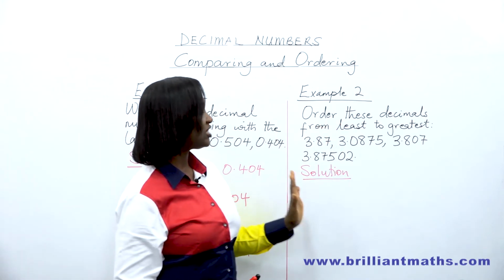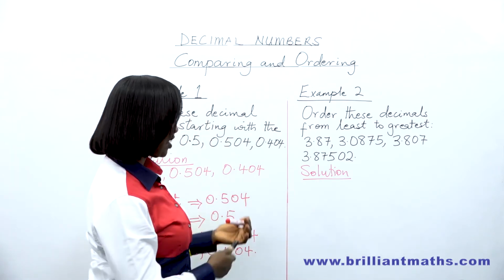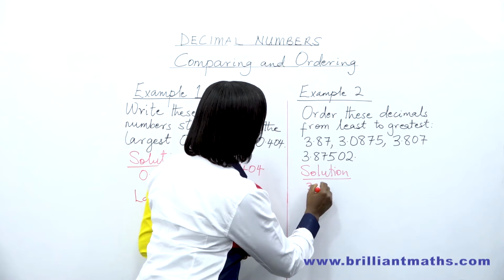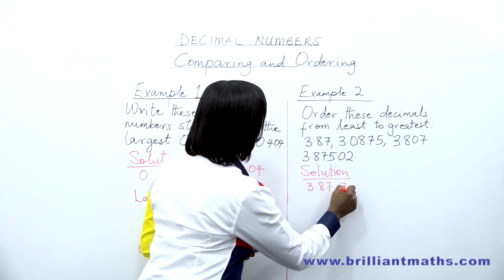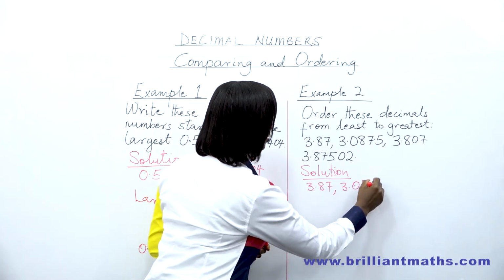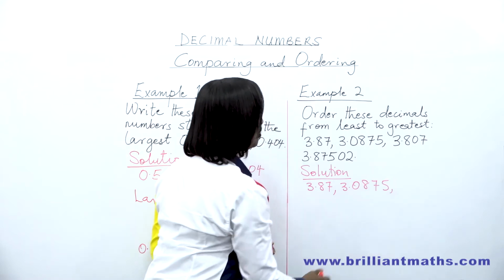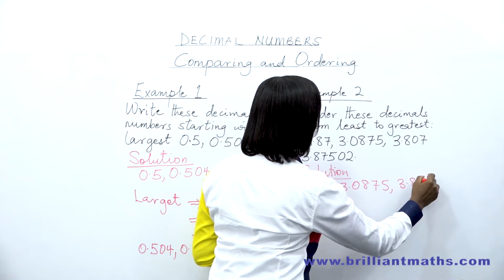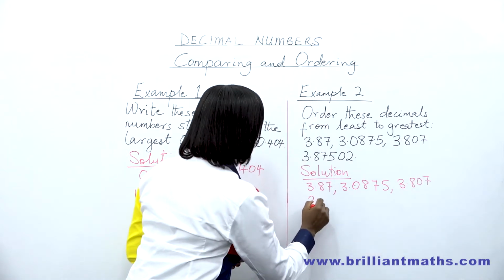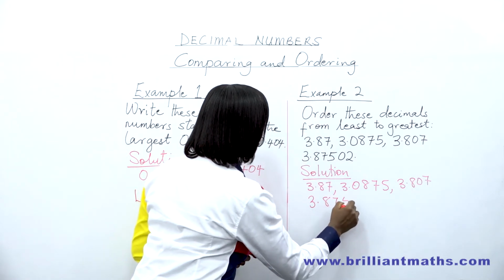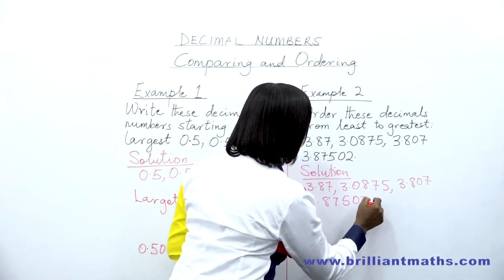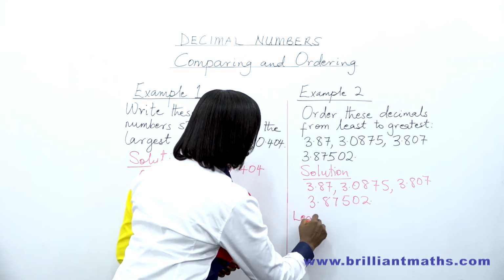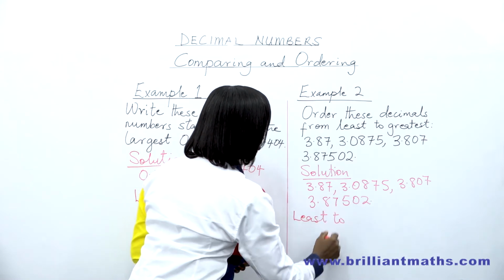So here we want to start with the smallest. Let's write out the decimal numbers. So we have 3.87, 3.0875, 3.807, and 3.87502. We're starting with the least to greatest.